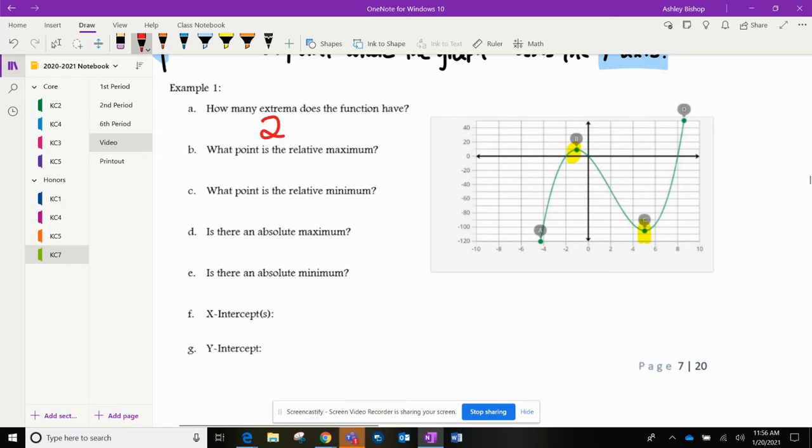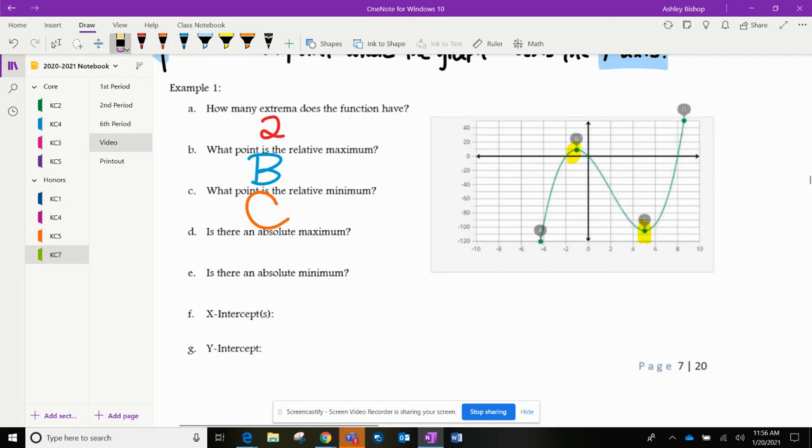What point is the relative maximum? Remember, relative maximum means it's the maximum of that section of the graph. Well, here is this section of the graph, so that means there is a relative maximum. The relative maximum is going to be point B. We're just going to call it by a point. Okay, and then what point is the relative minimum? Well, I do see a minimum on my graph. Here's this section of the graph.